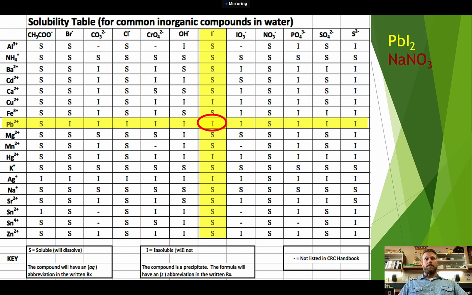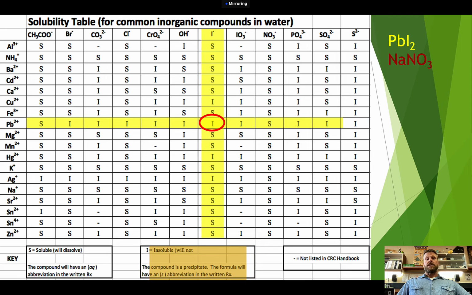There I see an I. Well, what does I mean? I means insoluble, will not dissolve in water. So this is the substance that forms a precipitate. It needs a solid after its formula in the equation. We already knew that. The yellow solid we made was lead iodide.